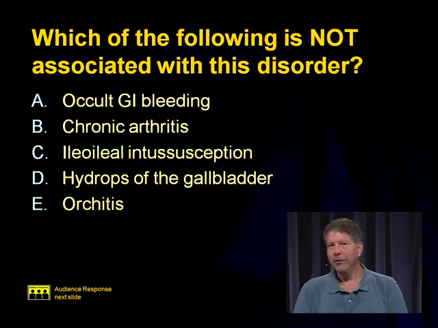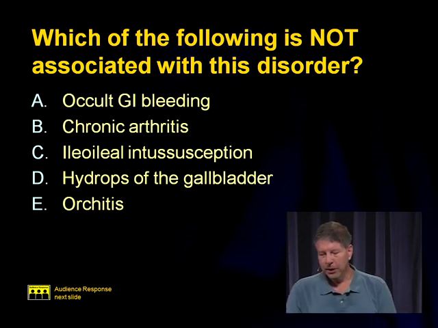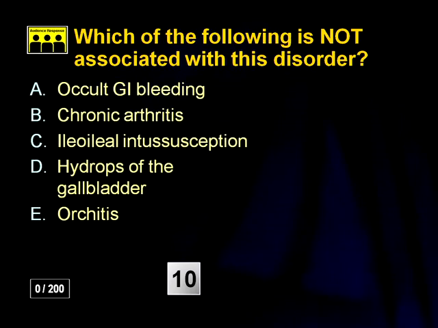Now, they've gotten away from the not questions. The only reason we use not questions is because I want to teach you 4 things that are associated with this. So you need to figure out which one of these is not associated with this disorder. So is it occult GI bleeding, chronic arthritis, ileo-ileal intussusception, hydrops of the gallbladder, or orchitis? So put your answer in.